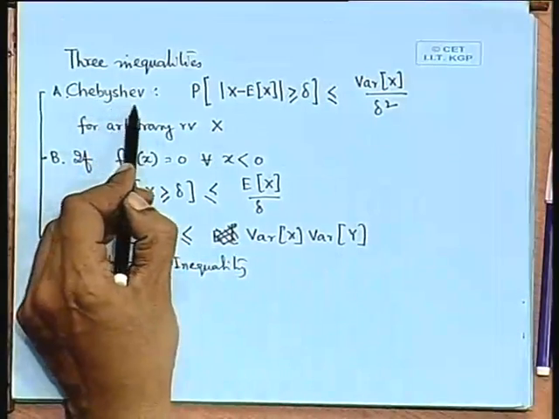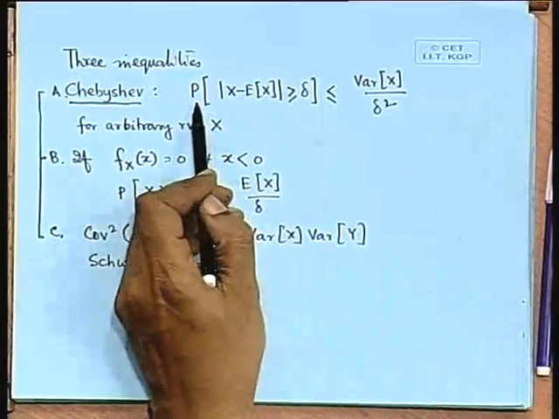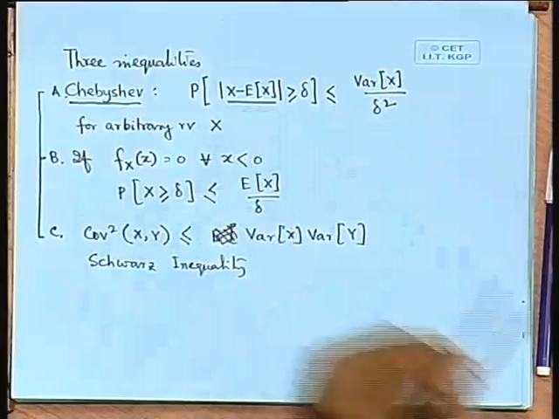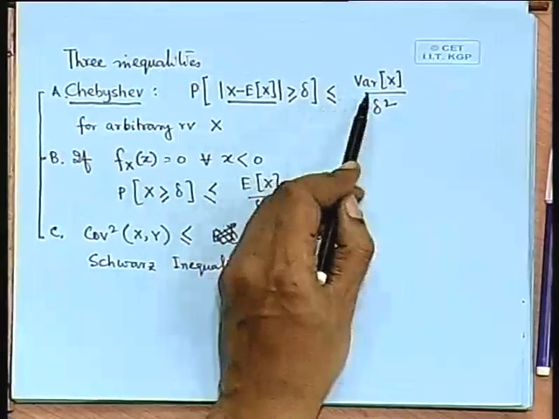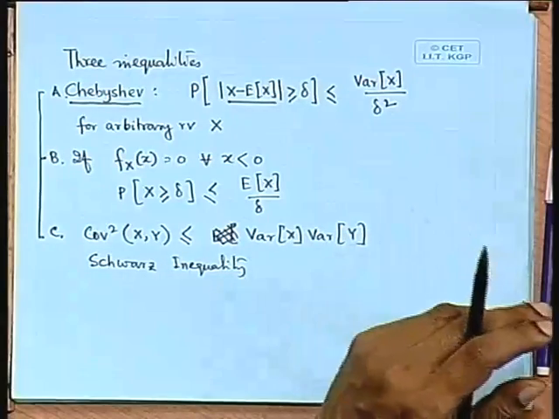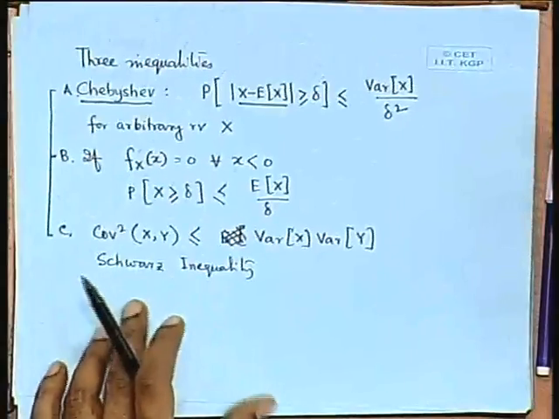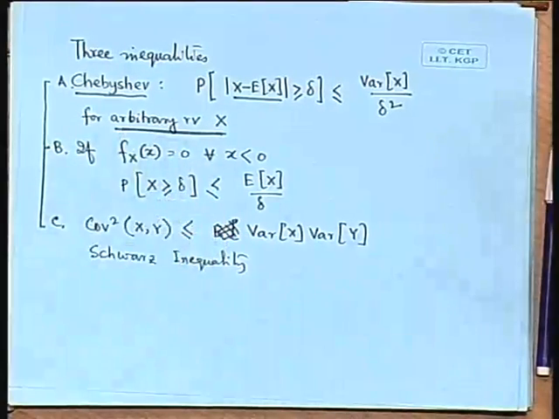So for example, you have this Chebyshev inequality which says that the probability that the absolute value of x minus Ex is greater than or equal to delta is less than or equal to the variance of x by delta square. This is actually very simple to prove, because for any arbitrary random variable x, right. So how do you prove that?